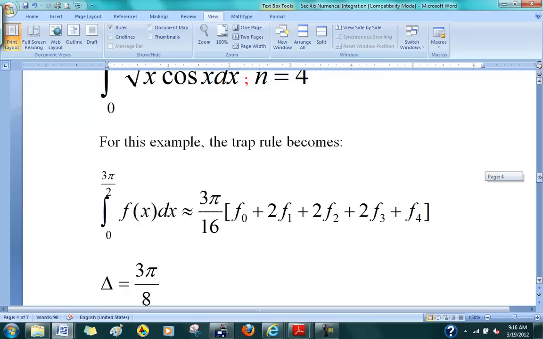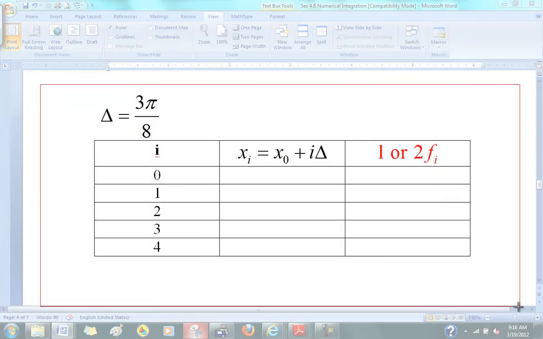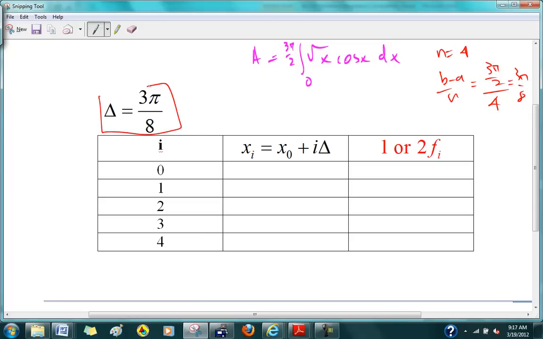Okay, so let's take a look at what the table needs to look like. So here's your table. Remember our equation was area is equal to the integral from 0 to 3 pi over 2 of square root of x cosine x dx, right? This is what we are trying to do. And n is equal to 4. So b minus a over n becomes 3 pi over 2 all over 4, which is 3 pi over 8, which is right there.